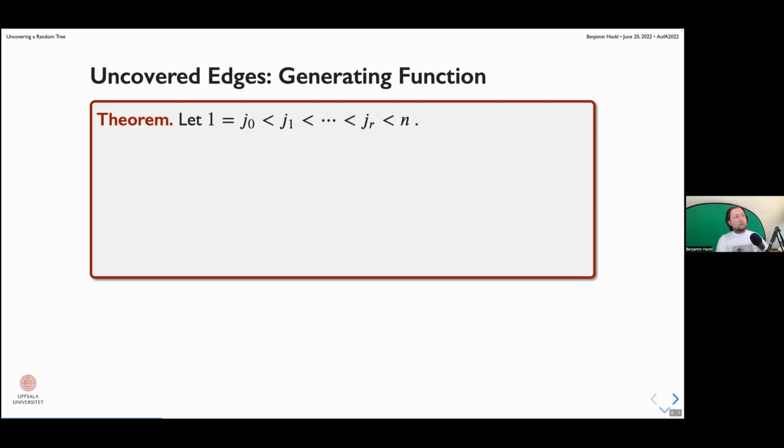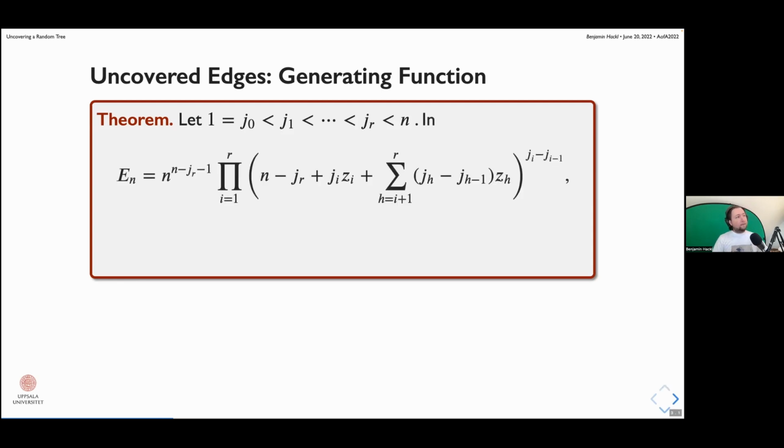What I want is to fix certain steps in this process. So I want to fix, say, j_0, j_1, up to j_r, up to n, some integers. And I want to have a generating function that tracks how many edges have been uncovered after j_0, after j_1, after j_2, and so on simultaneously. So this function should track all of that at once. And we can give an expression for such a function. This is it. It's actually surprisingly simple.